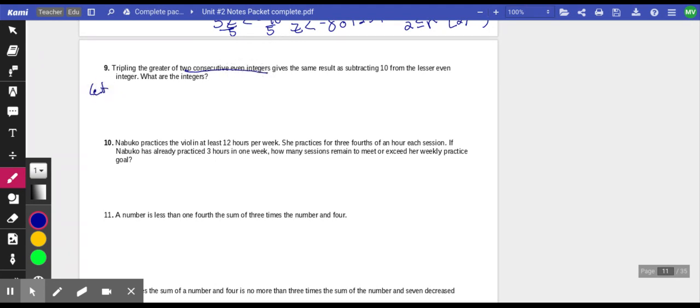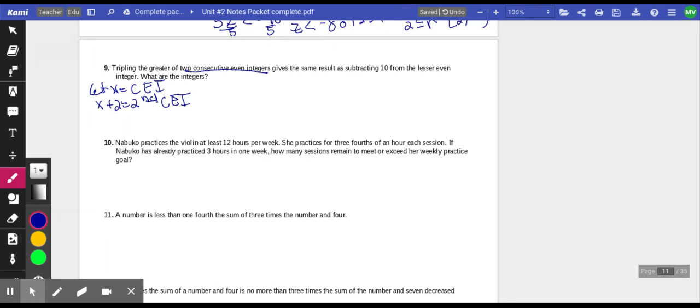So I let x equal a consecutive even integer. And then remember we talked about that if x is my first number, to get to the next even, I need to add 2. So x plus 2 is the second even integer. So now that I've defined my variables, I go back and I read.